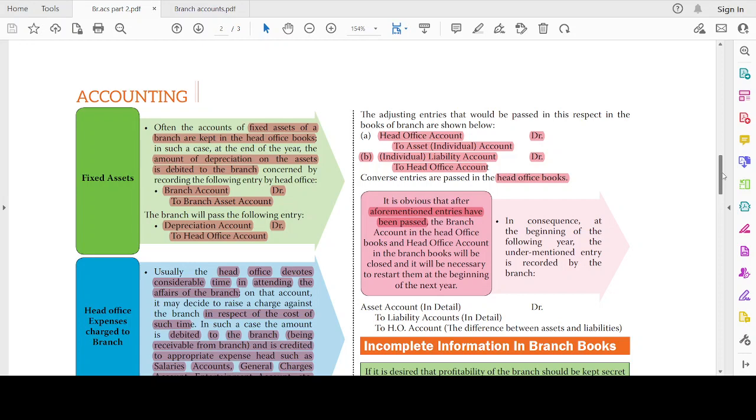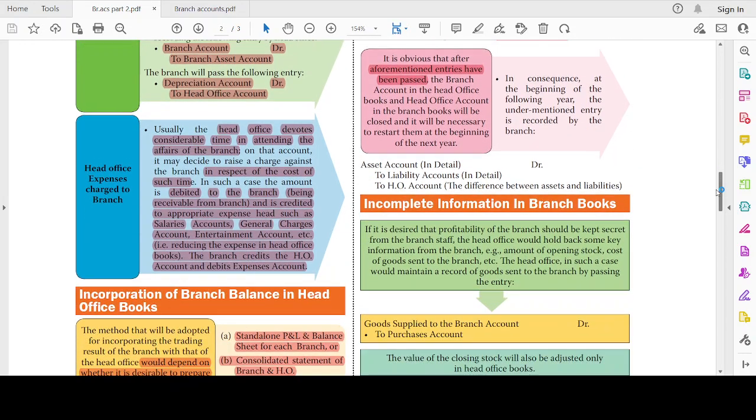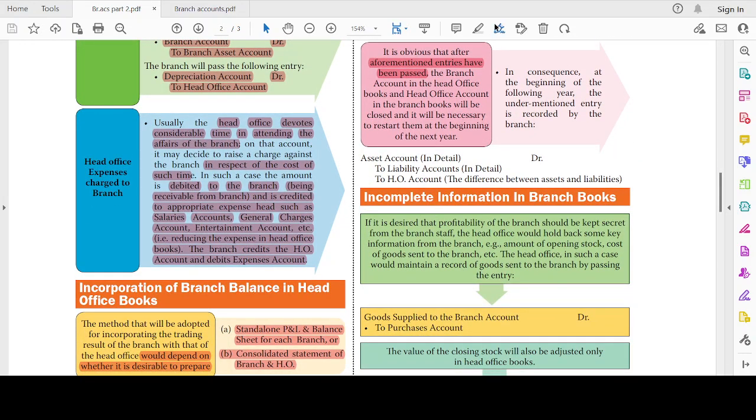Now, incomplete information in branch books. If it is desired that the profitability of the branch should be kept a secret from the branch staff, the head office would hold some key information from the branch. The head office in this case would maintain a record of goods sent to branch account by passing a journal entry.